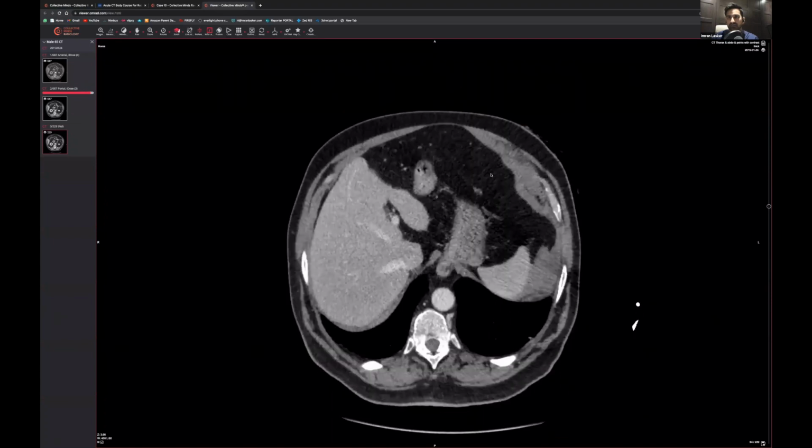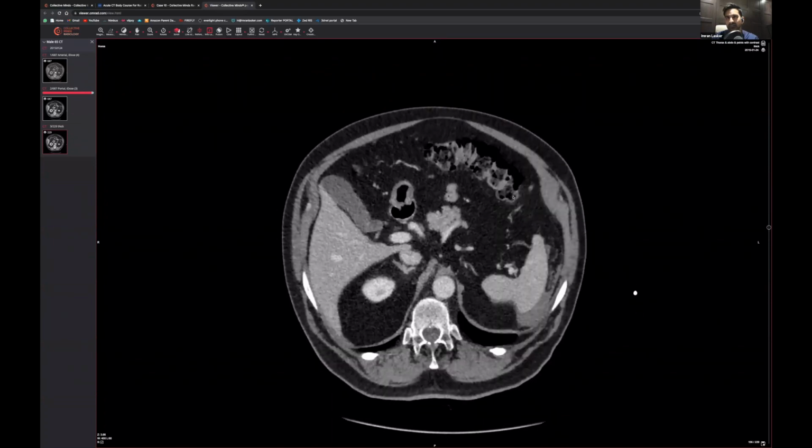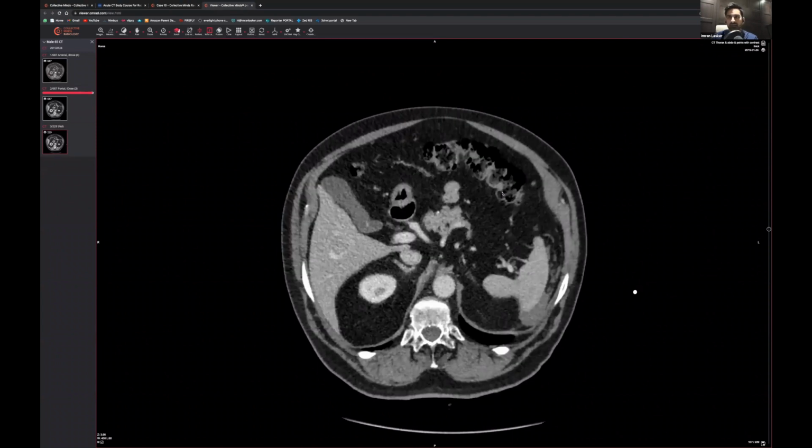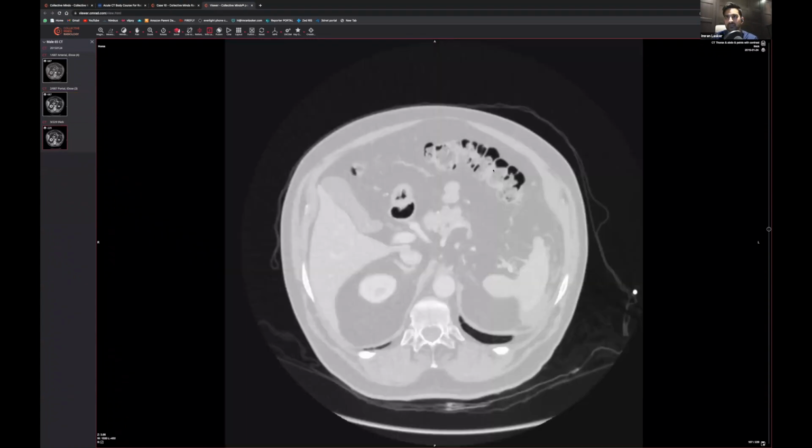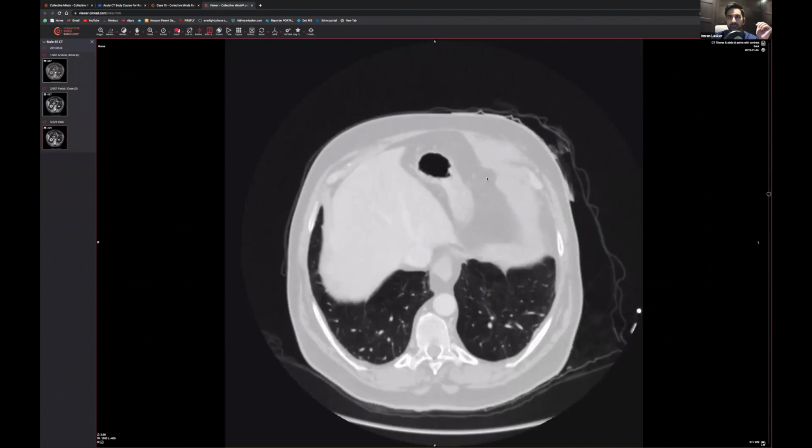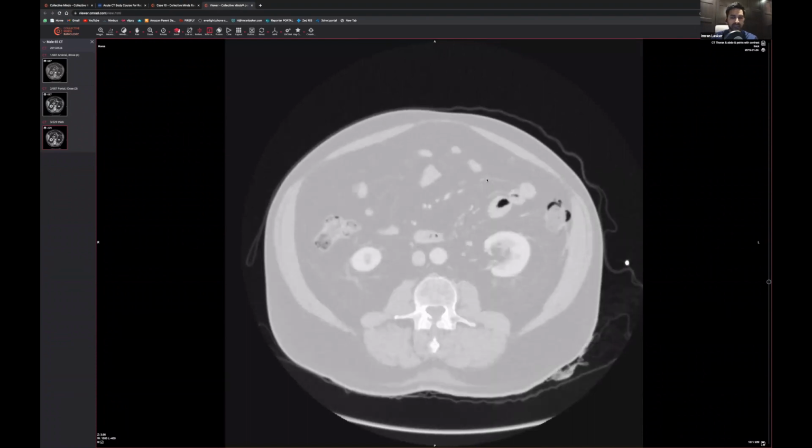So let's have a look at the transverse colon. I can't see a perforation for sure. And then you've got to go to lung windows actually to look to see if there's any locules of air within the upper abdomen. So there's no locules of air. So this is not great, is it?